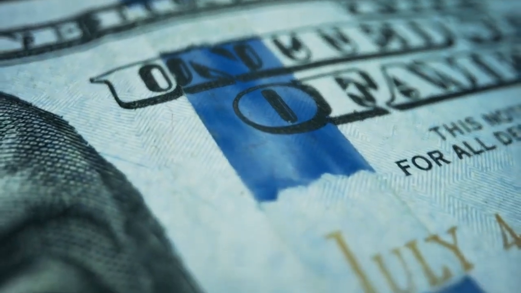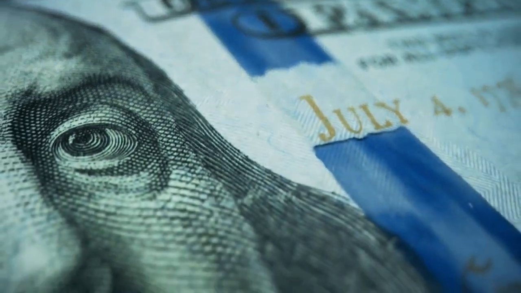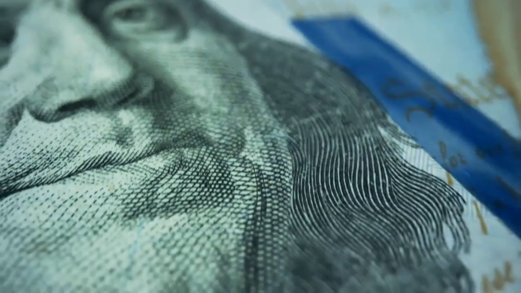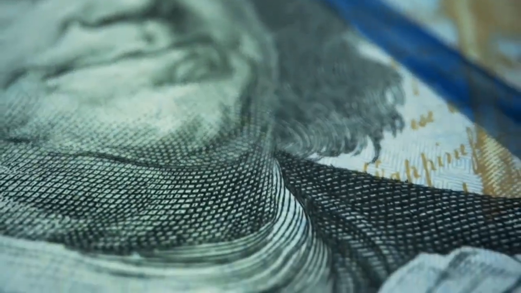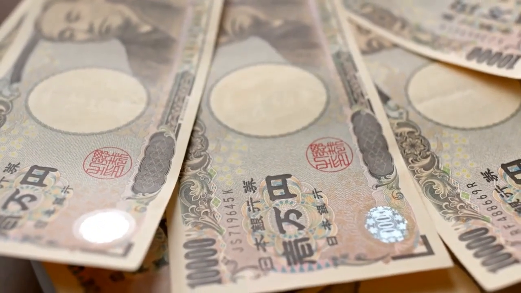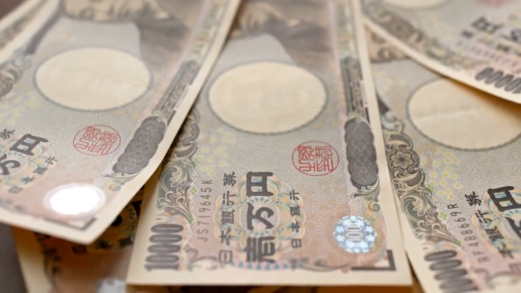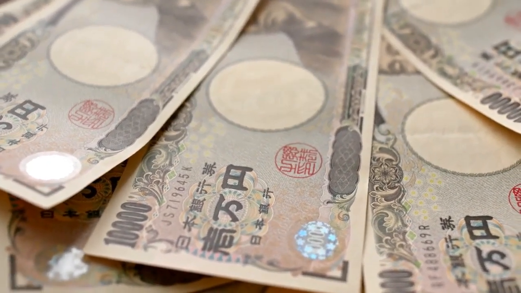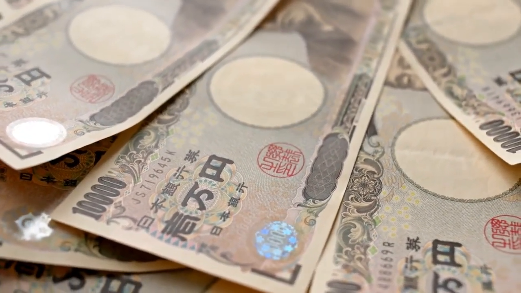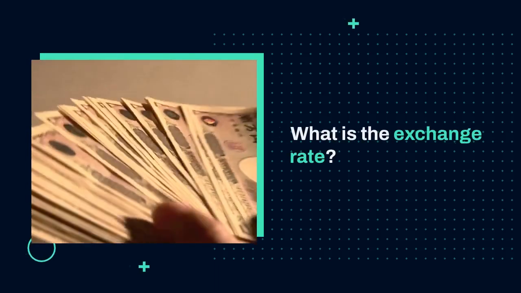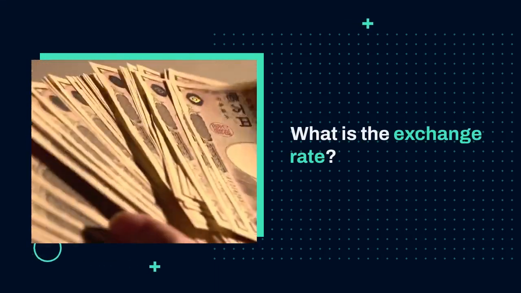The US dollar, or USD, is a very strong global currency. It is often seen as a safe haven. The Japanese yen, or JPY, is also a major player. It is known for its stability at times. The exchange rate tells us how much one currency is worth against the other.